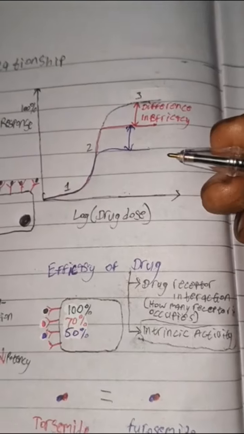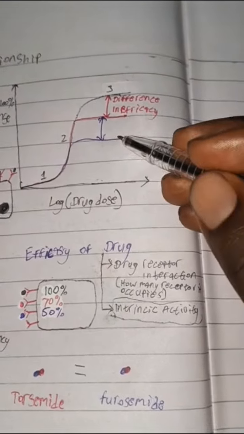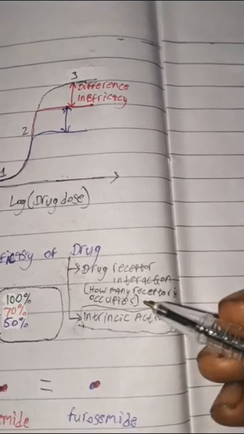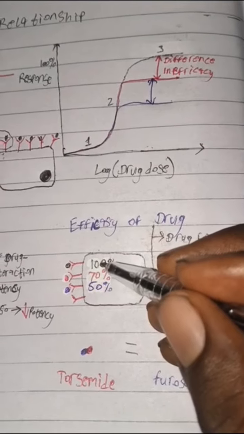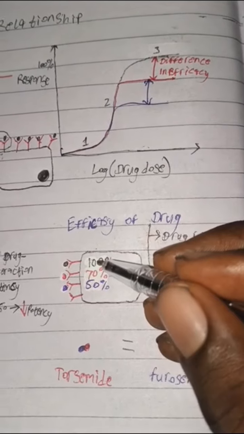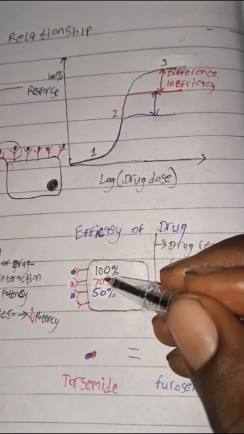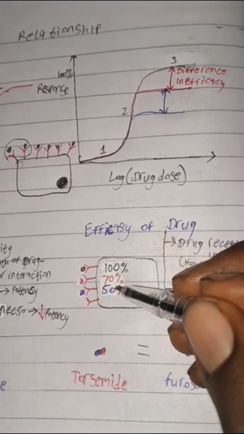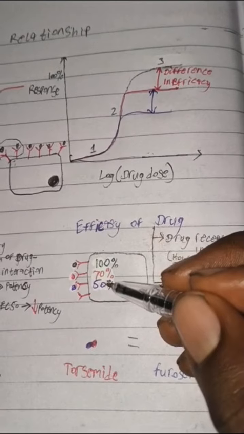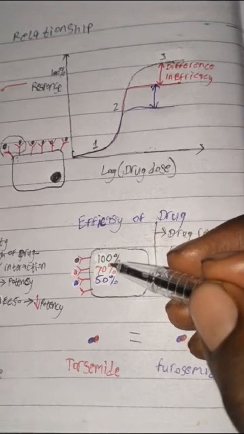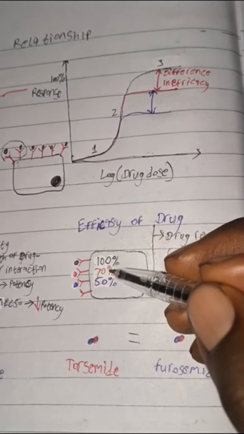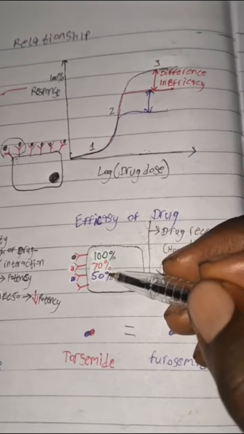What's happening here? Well, it can be two things. Either drug blue and red are not occupying as many receptors as drug black, or, as I see here, drug black has a 100% effect on its receptor. But drug red has 30% effect on the receptor, and drug blue has 50%. So even if drug red and drug blue occupy all the receptors, they cannot produce as much effect as drug black because the effect on each receptor is not 100%. It's either 70 or 50.